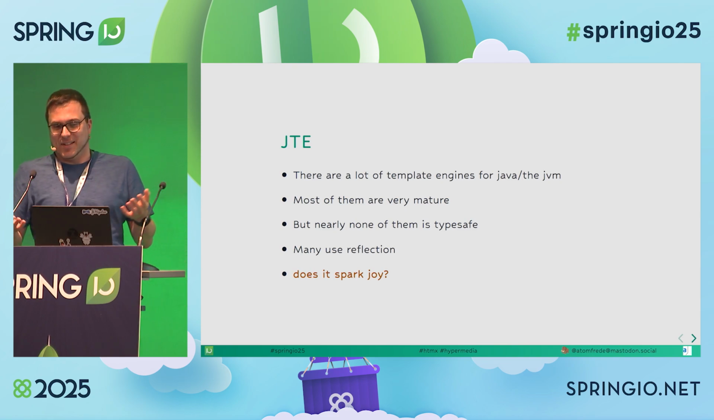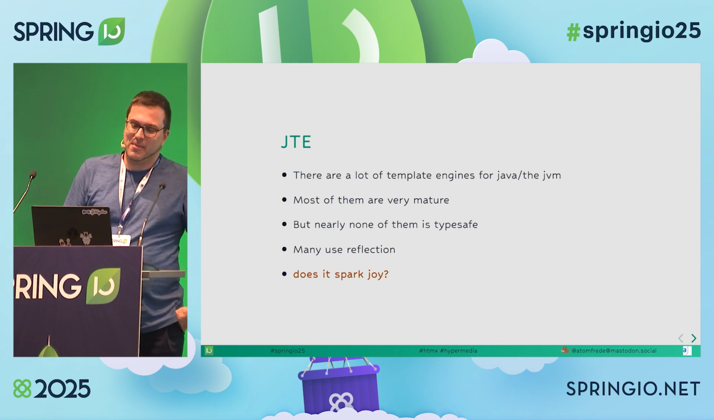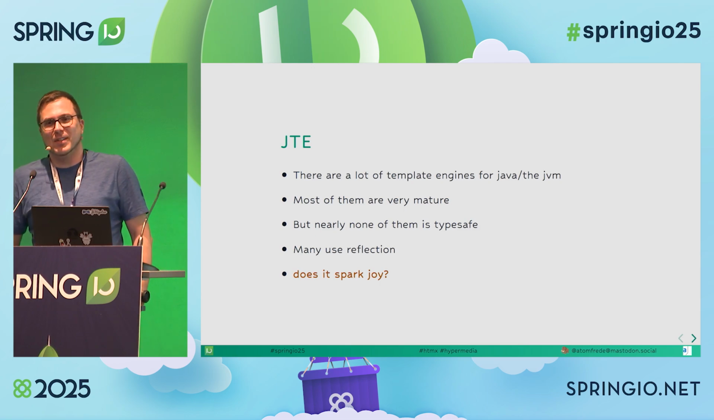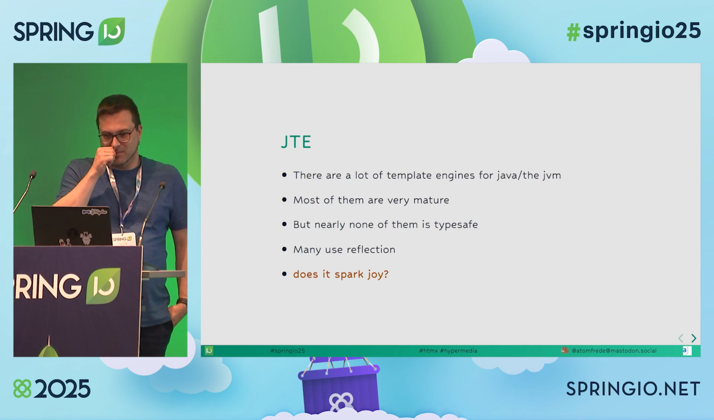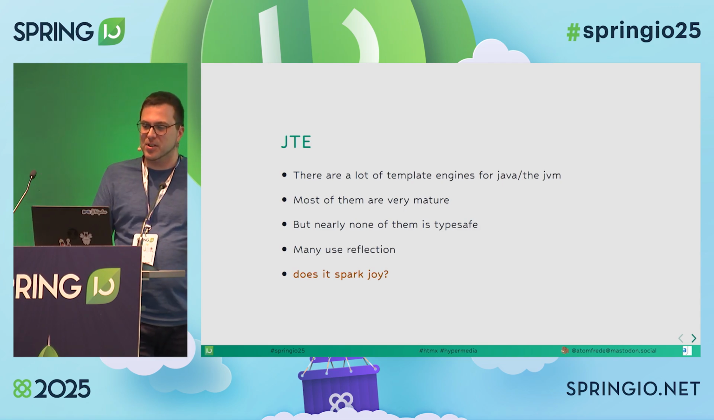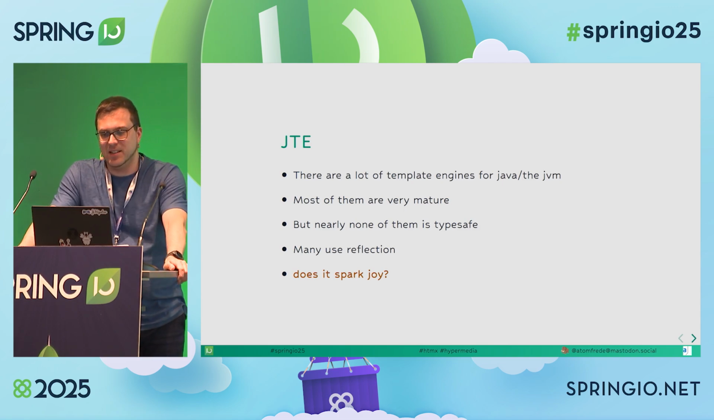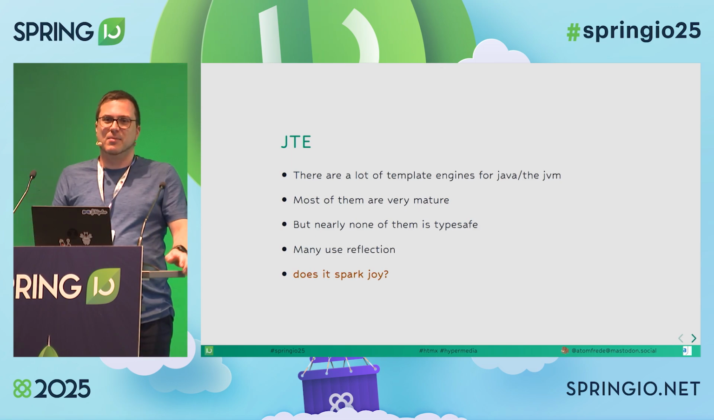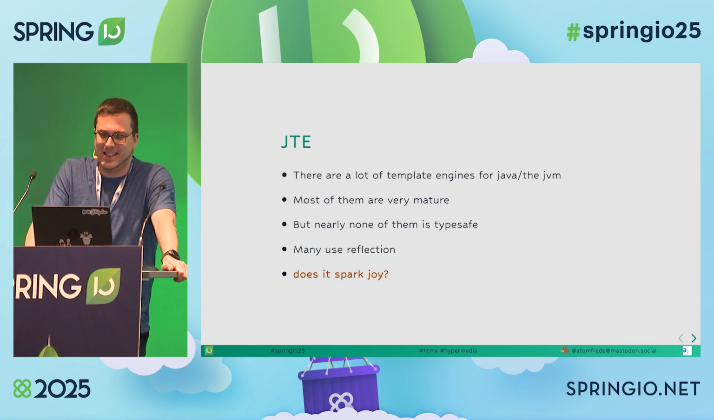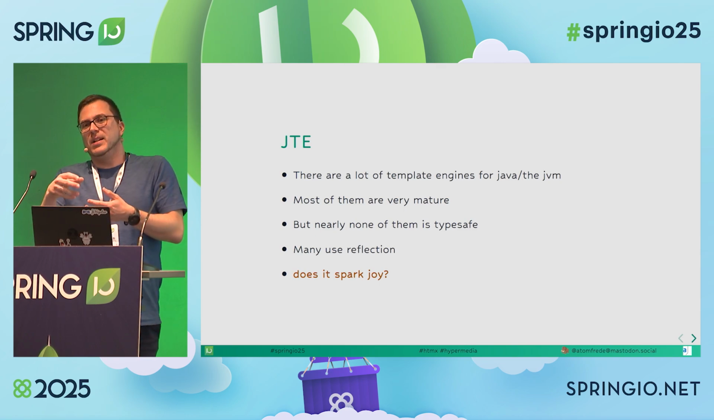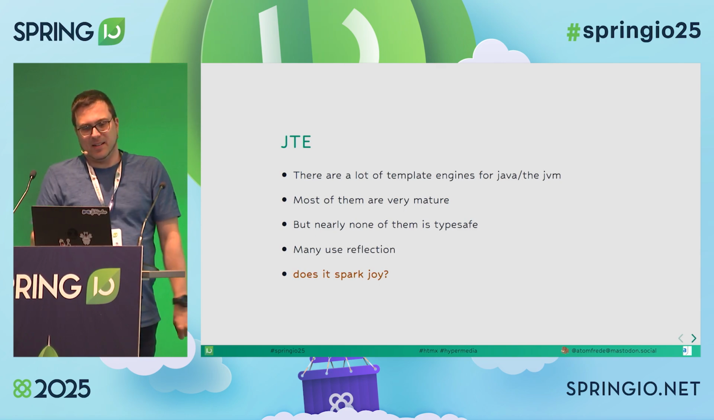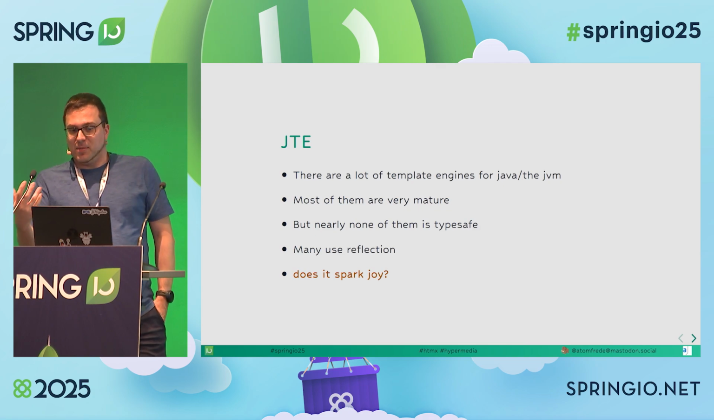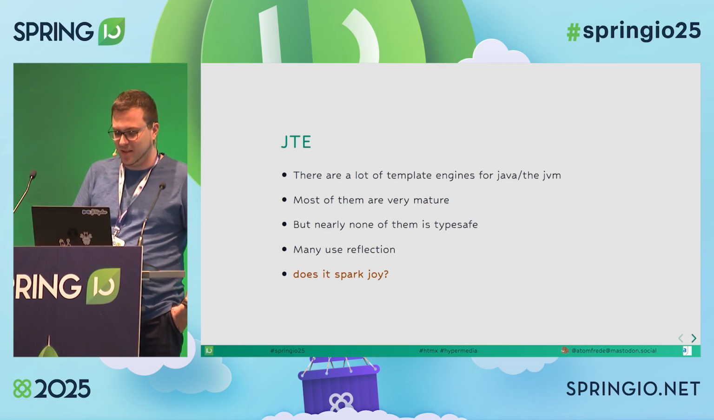Okay, there are a lot of template engines, obviously, for Java and the JVM. Most of them are very mature or old as FreeMarker, right? But nearly none of them is type-safe, right? Many use reflection. And as we all know, reflection doesn't play well with native images in GraalVM. And without type safety, it's a nightmare to refactor something. Have you experienced, right? You just change some naming of a variable and FreeMarker just explodes because it's not there, right? A problem is you can't see what a page really needs, right? You have a page, you have then imports there, and you don't know what is needed maybe somewhere down below in your DOM tree. So does it spark joy? No. JTE does it differently.